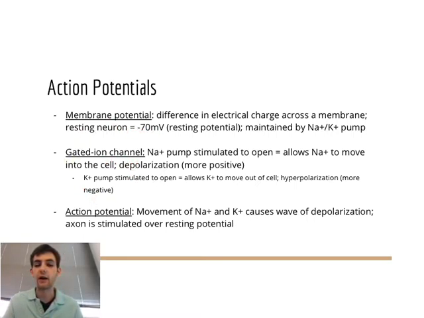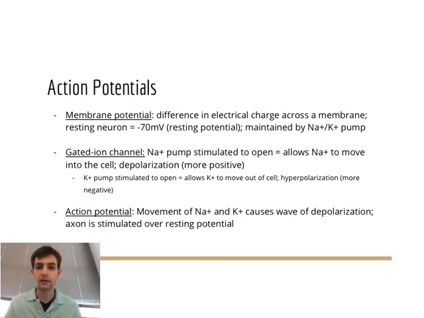Now, potassium is always found in higher concentrations inside of the cell. Again, this is due to the sodium-potassium pump. So what's going to happen if we open up a potassium channel? It's going to move down its concentration gradient. It's going to go from inside the cell to outside of the cell, making the inside of the cell more negative because we're losing a positive charge. Becoming more negative is something we call hyperpolarization.